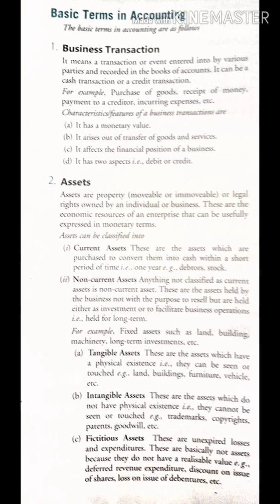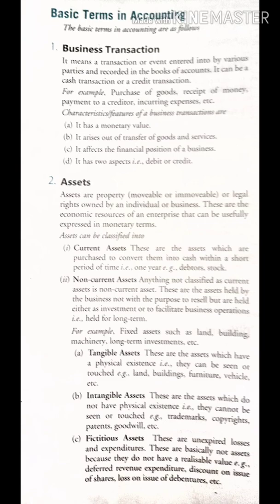Now for example, fixed assets such as land, building, machinery, long-term investments, these are what? Non-current assets. Fine. Now non-current assets are further classified into tangible assets, intangible assets and fictitious assets. Now what do you mean by tangible? These are the assets which have a physical existence. That means you can touch it, you can see it. Okay, so that is tangible.